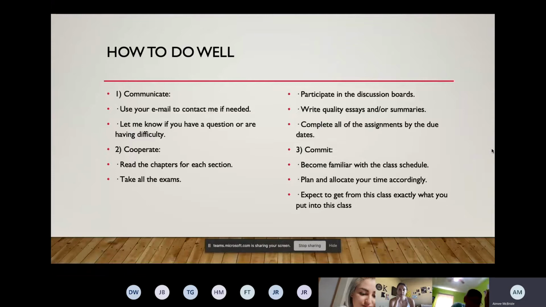And expect to get from this class what you put into it. So if you're not putting in very much effort into this course, don't expect to get much out of it. And most likely your grade will reflect how much effort you're putting in as well. Are there any questions so far before I go on?